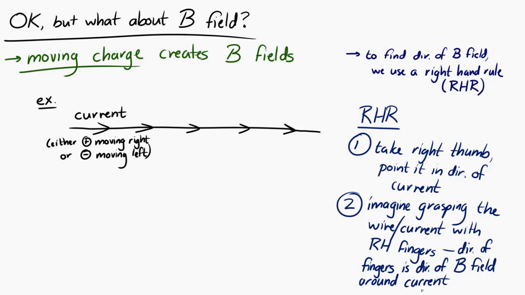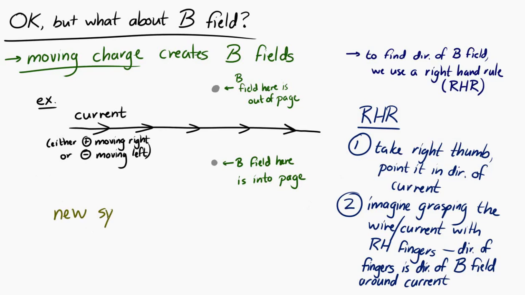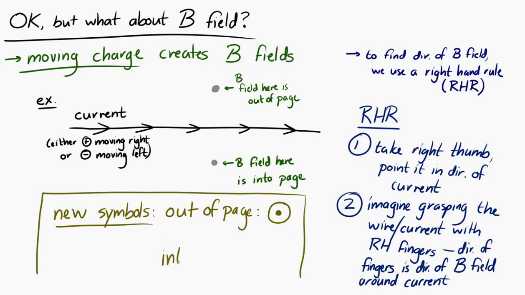So if we try that, up above the current, the magnetic field would be out of the page. And in the region below the wire, the magnetic field would be into the page. Now, here I've written out the words out of the page and into the page. Turns out, in physics, we have a convenient way of writing that. If we have something coming out of the page, we draw that as a circle with a dot. And if we have something going into the page, we draw it as a circle with a cross.